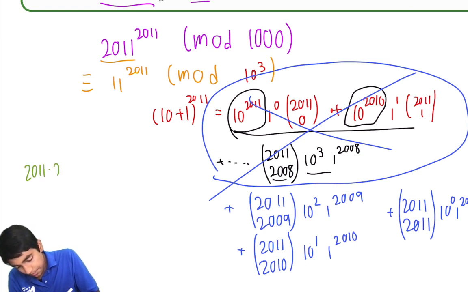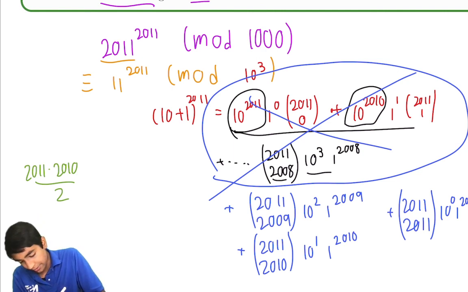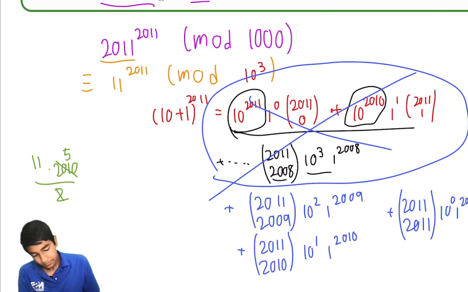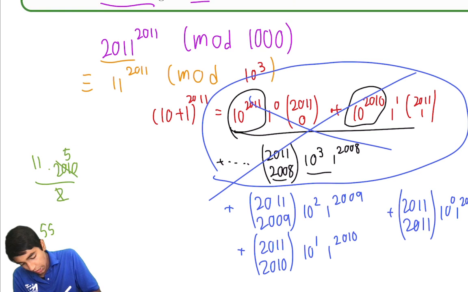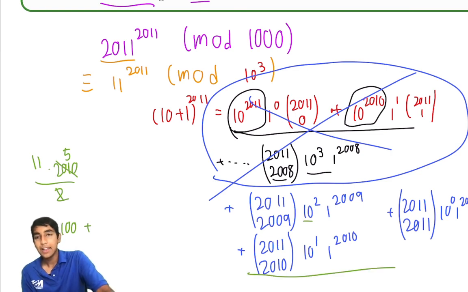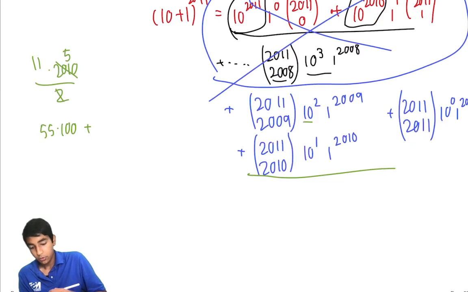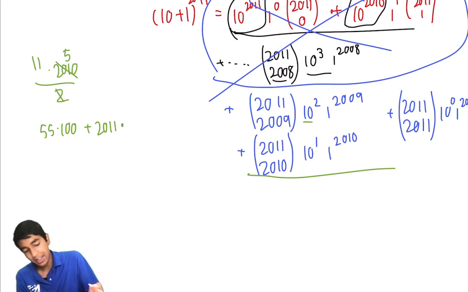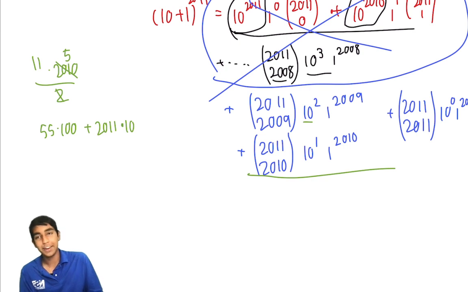2011 times 2010 over 2, mod 1,000 again. So let's just cancel: 1,005. 1,005 is the same as 5. 2011 is the same as 11. This is just 55. So you've got 55 times 100, 10 squared, times 1. And then that's plus this term here. 2011 choose 2010 is nothing but 2011. So we have 2011 times 10 times a bunch of ones. I'm not going to write ones 2010 times. Plus 2011 choose 2011, 1, times this thing, which is also 1. Right? Because 10 to the 0 is 1.